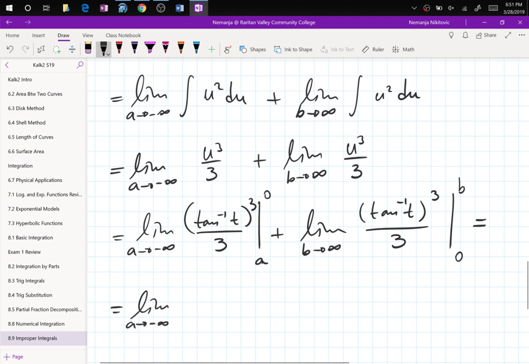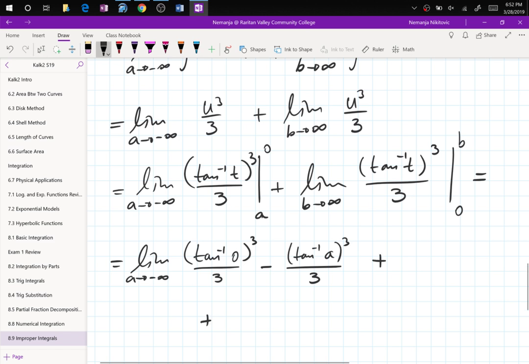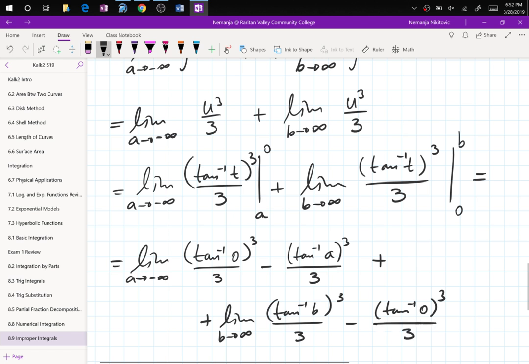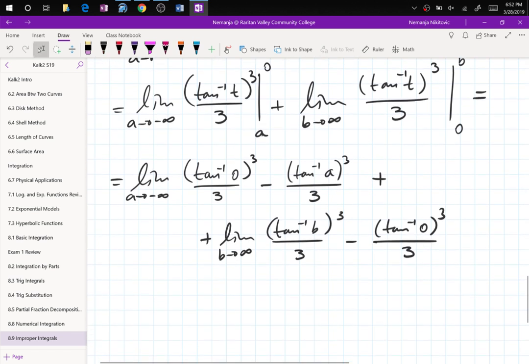Limit a goes to negative infinity of tangent inverse of 0 cubed over 3 minus tangent inverse of a cubed over 3, plus the limit b goes to infinity of tangent inverse of b cubed over 3 minus tangent inverse of 0 cubed over 3. All we have to do is compute this, and we're done.